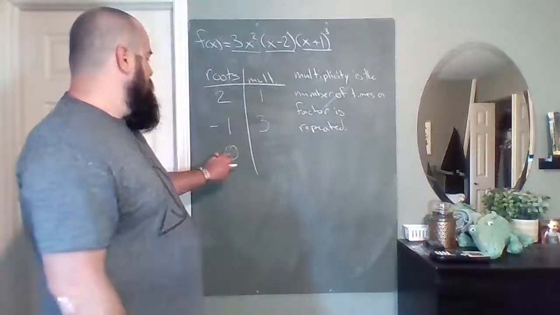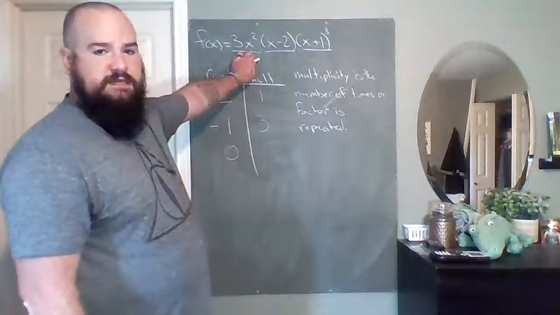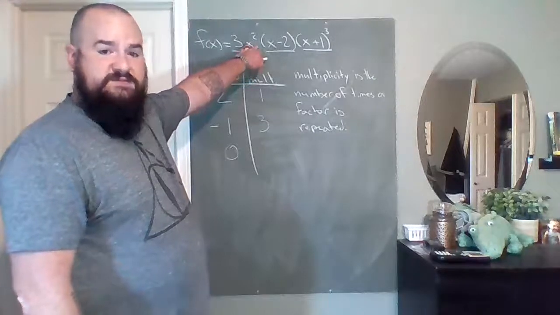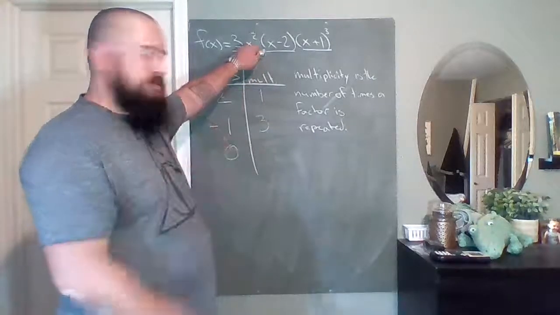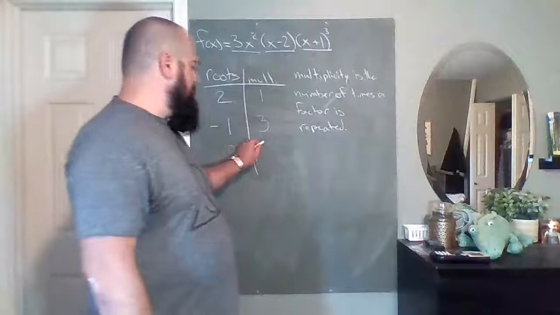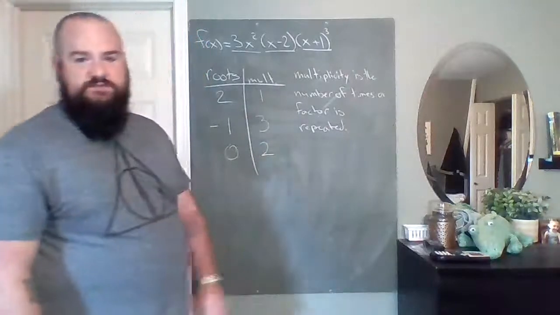And lastly, our root at 0 came from this factor here. That factor is squared, so that occurs twice. So our root at 0 has a multiplicity of 2.